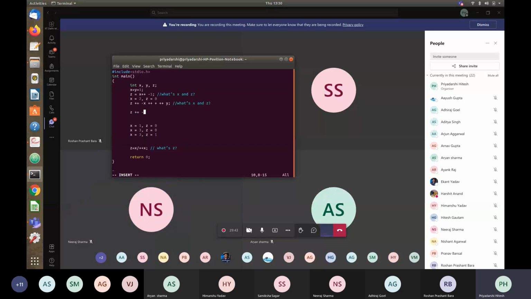Z plus equals to minus x plus plus, and then plus, what would be the plus y? Y was 1 initially, so 2. So the equation came down to this. Okay. Now what will happen? By the way, the value of y has changed. Y equals to 2 here. Since y was 1 initially, you have applied the increment operator, so it has changed to 2. Okay. Now what is the next step?